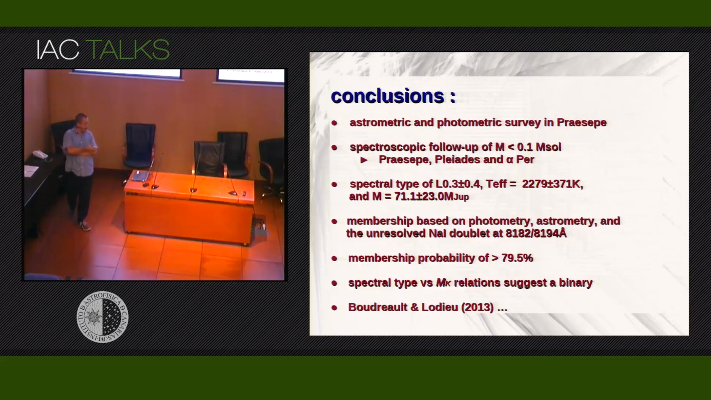So just to sum up, I presented an L dwarf that was in a cluster candidate list of a photometric and astrometric survey in Praesepe. We had a campaign of spectroscopic follow-up of objects with a mass lower than 0.1 solar mass in Praesepe, Pleiades and Alpha Per. Our L dwarf candidate has the following physical properties. It's an L dwarf of type L0.3, with an effective temperature close to 2,300 K, and a mass that puts it very close to the hydrogen burning limit at 71 Jupiter masses. We assess its membership based on photometry, astrometry, and of course the measurement of the unresolved sodium doublet.